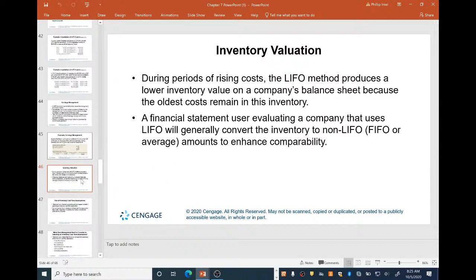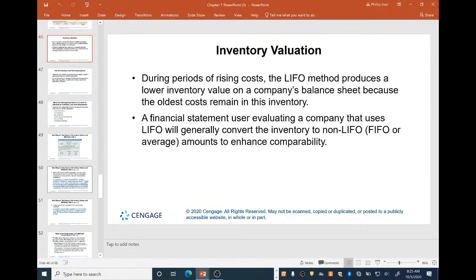So inventory valuation, let's see here. During periods of rising cost, the LIFO method produces a lower inventory value on a company's balance sheet because the oldest costs remain in inventory. A financial statement user evaluating a company that uses LIFO will generally convert the inventory to non-LIFO or FIFO amounts to enhance comparability.